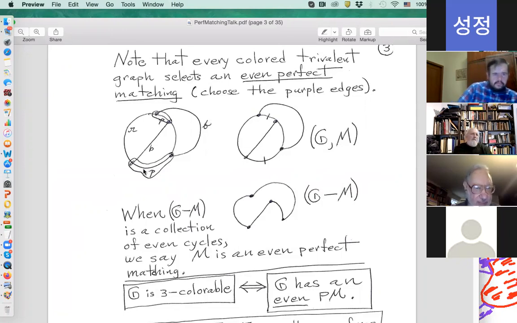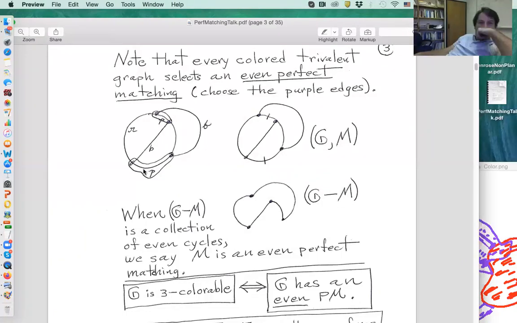purple. So if you have it trivalent, if you have it colored and you grab the purple edges, you have a complete set of edges, a disjoint set of edges in the graph that grab all the vertices. That's a perfect matching. And so what you see is that finding a perfect matching is very close to finding the coloring that you're looking for. It isn't quite the same because the perfect matching that you have chosen is going to be even.